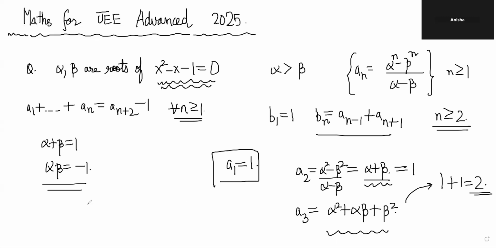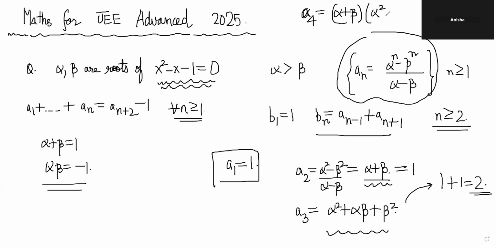For a4 also you can check by doing this calculation. You can cancel one factor, alpha minus beta will get cancelled. You will be left with alpha plus beta and alpha squared plus beta squared. This also can be calculated. This is 1 and this is going to be (alpha plus beta) whole squared minus 2 alpha beta, so 3. And so basically you are getting a Fibonacci pattern. Yes. Then you figured out that this is equal to this.